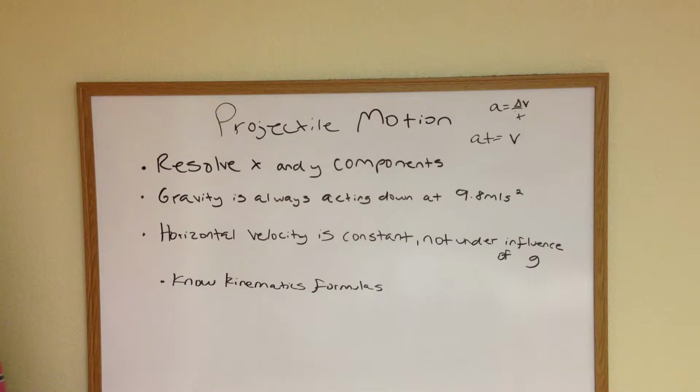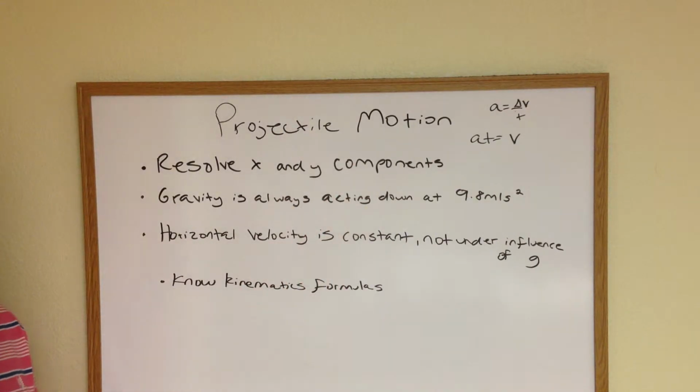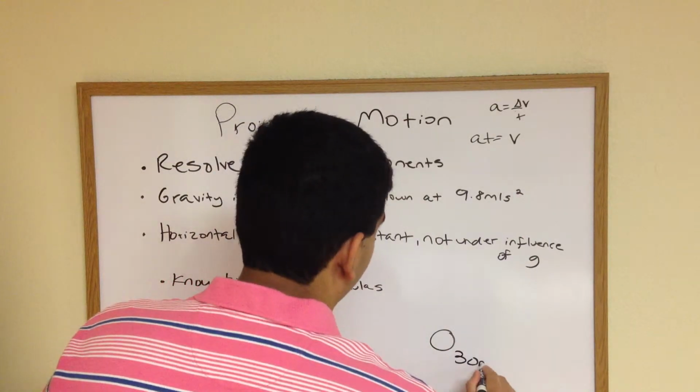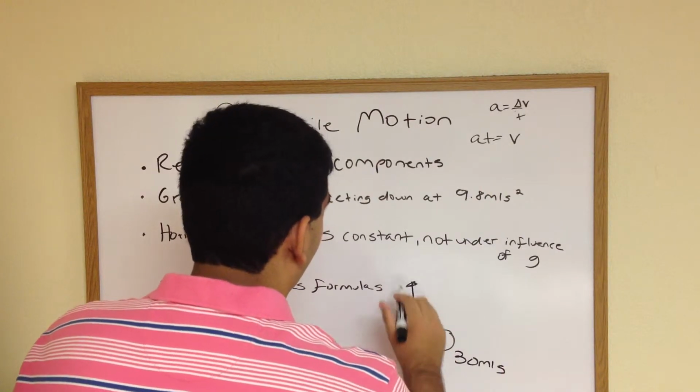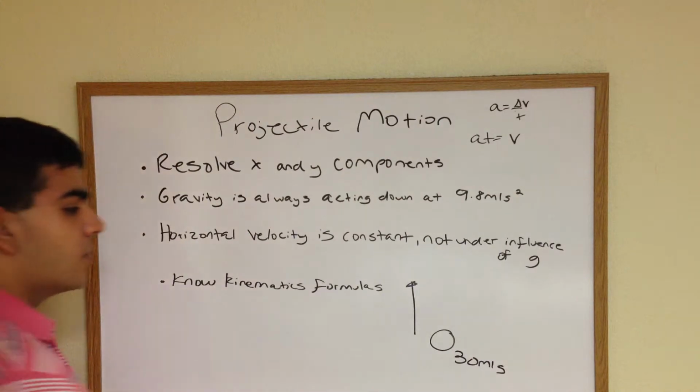One concept to understand what projectile motion is: gravity is always acting down on an object at 9.8 meters per second squared. So this orange in my hand, the whole time it's in the air, it's under the influence of gravity. What do I mean by that? Let's say this orange is launched from my hand at 30 meters per second. Since it's going up, it's always going against gravity. And so, what does that tell me?